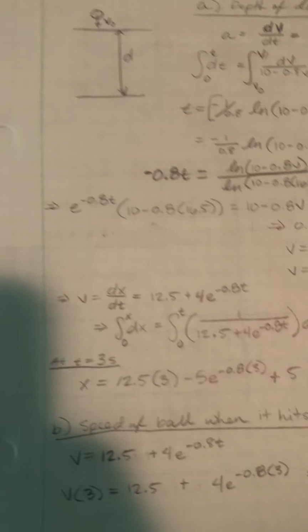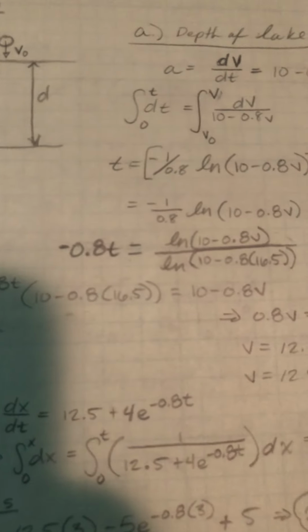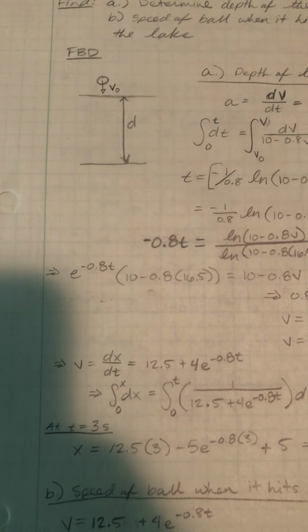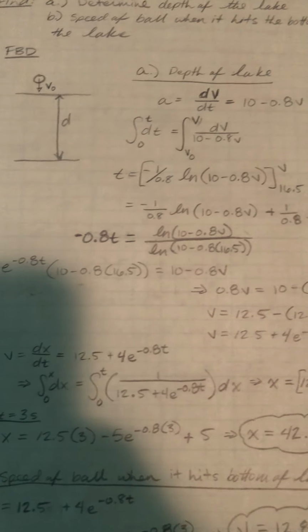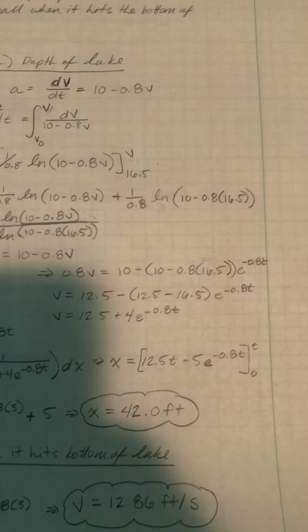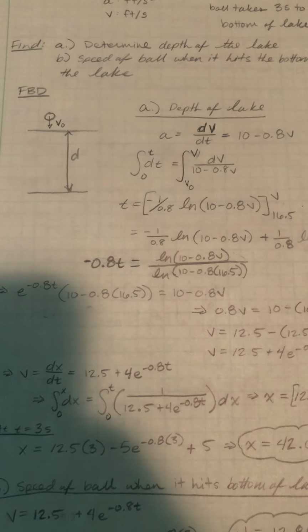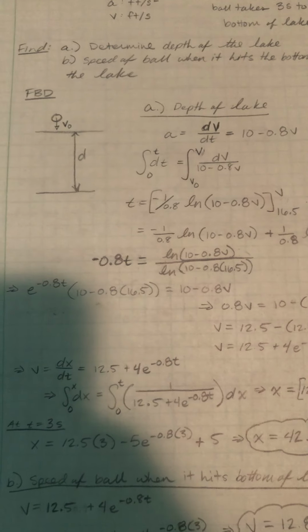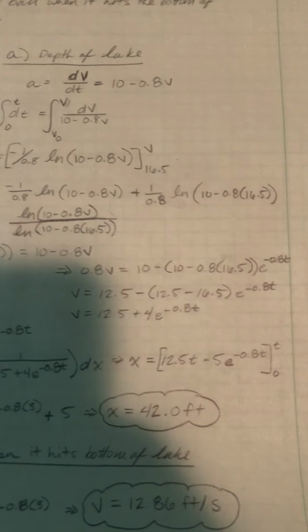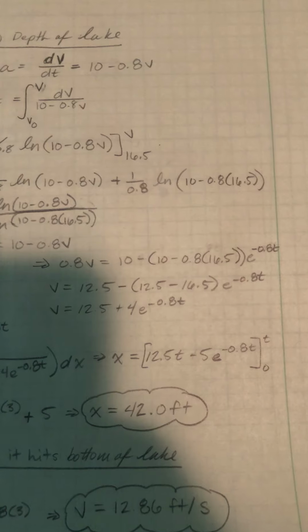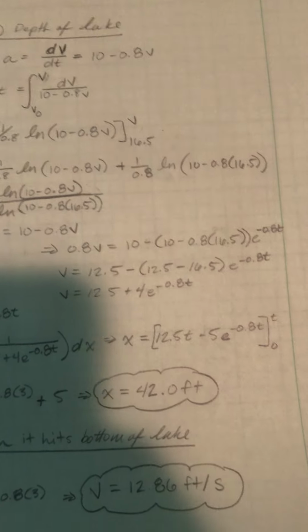Evaluating this out, we are able to solve for v, continuing to use the equations that we learned in calculus, as the natural log goes away by exponentiating with e to the x. So using that, we're able to find our v equation is equal to 12.5 plus 4e^(-0.8t).